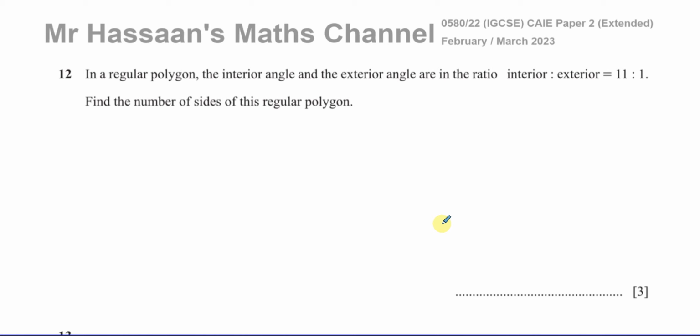I'm now answering question number 12 from the February-March 2023 paper 2, variant 2 from the IGCSE 0580 syllabus. This question is about polygons. It says in a regular polygon, very important word here, a regular polygon, the interior angle and the exterior angle are in the ratio interior to exterior 11:1. Find the number of sides of this regular polygon.